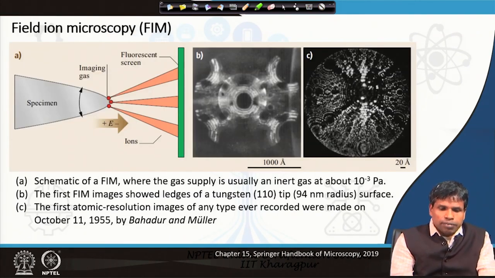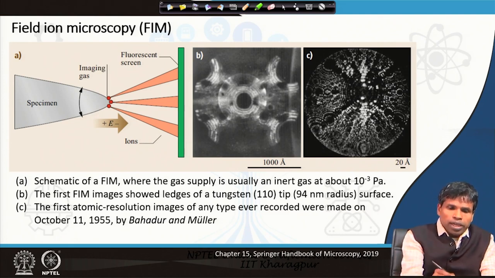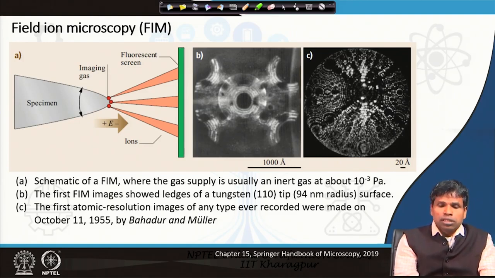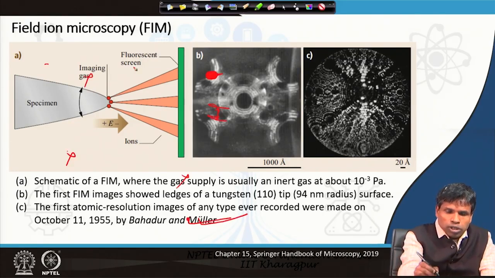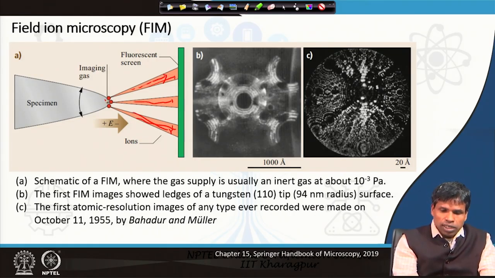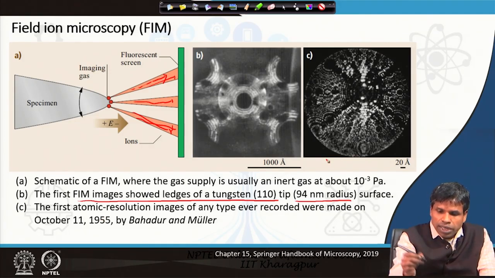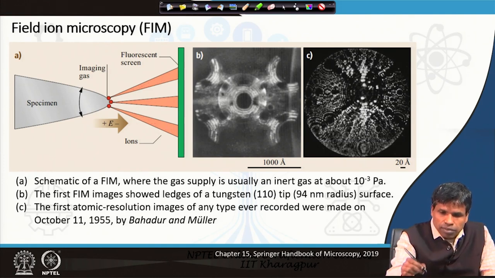Here in field ion microscopy, it is a schematic diagram. The tip is nothing but the specimen, and we have a very sharp tip. Because the tip is very sharp, there are few atoms protruding at the surface, and when gas goes in, those few protruding atoms ionize the gas, and we have a stream of ions striking the fluorescent screen and telling us the position of the atoms on the specimen. The middle one is the first field ion microscopy image of a tungsten 110 tip with a 94 nanometer surface, and this is the atomic resolution of the tip recorded by Muller and Bahadur in 1955.